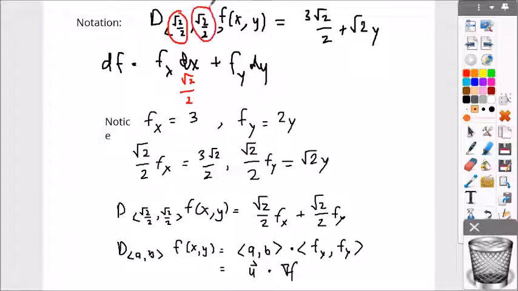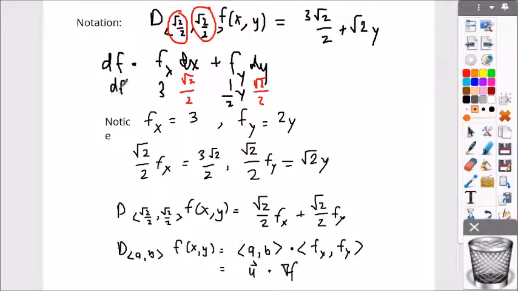Our change in y is root 2 over 2. We're moving in the direction root 2 over 2, going from 0 to root 2 over 2. And then we can find 3 as our f sub x, and not square root 2, I'm sorry, this is square root 2, so 1/2 y is our f sub y.